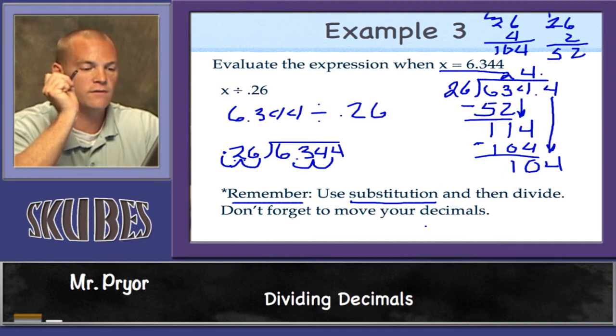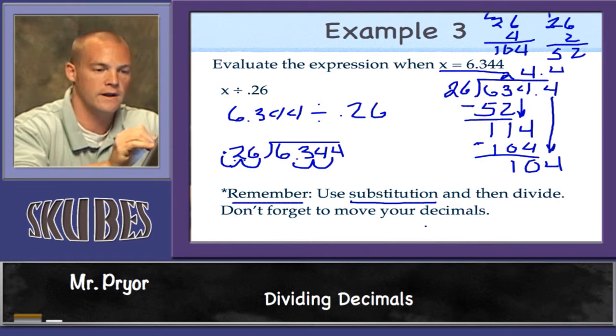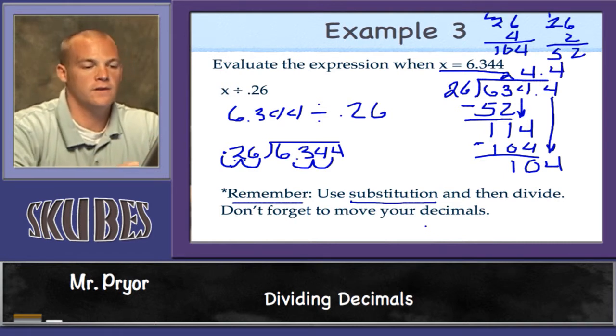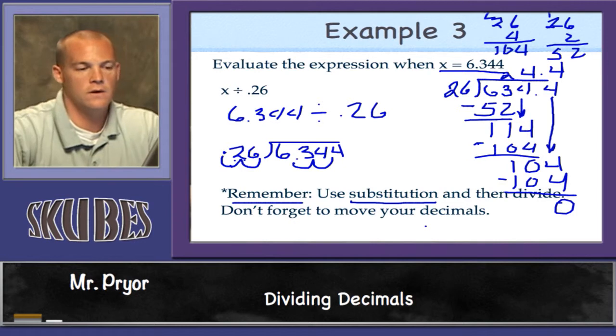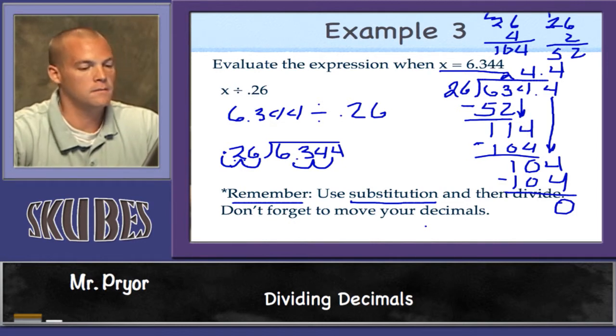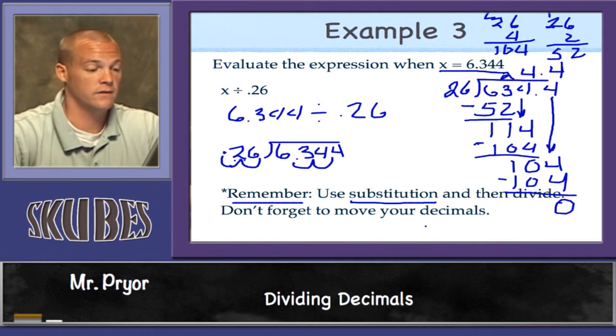All right, so we would have 24.4 now. 4 times 26, as we already found out, is 104. And after you subtract there, quite a long problem, but it works out nicely for us to give us 0.